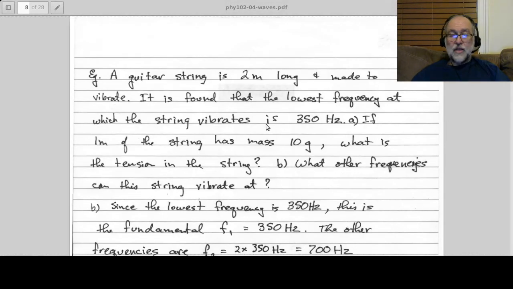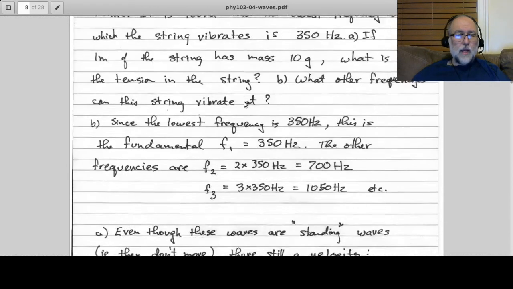All right, so let's illustrate this with an example. A guitar string is 2 meters long and made to vibrate. So you just imagine 2 meters, tie it down, and make it vibrate. It's found that the lowest frequency at which the string vibrates is 350 hertz. So no matter how you pluck it, the lowest frequency you're going to get is 350 hertz. If 1 meter of the string has mass 10 grams, what is the tension in the string? So at this point, we go, wow, that's a hard problem. Well, let's just write down all the equations. We'll see how that works out.